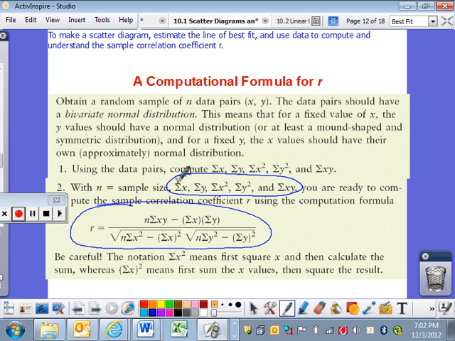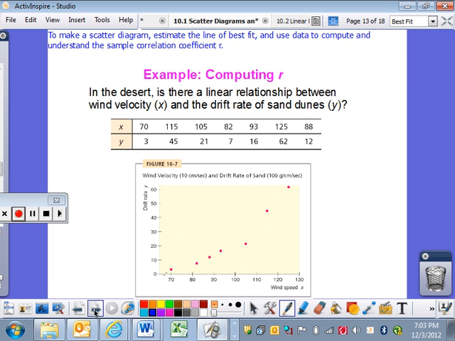You need the sum of x, the sum of y, the sum of x squared, the sum of y squared, and the sum of x times y. Once again, somebody with way too much free time decided to do this. This is important, so be careful. The sum of x squared is when you square all the x's and then add them up. The sum of x quantity squared is when you square the sum of all the x's. Just be careful which one is which.